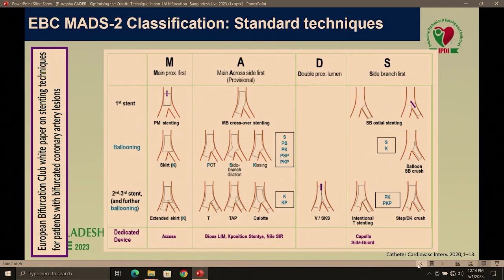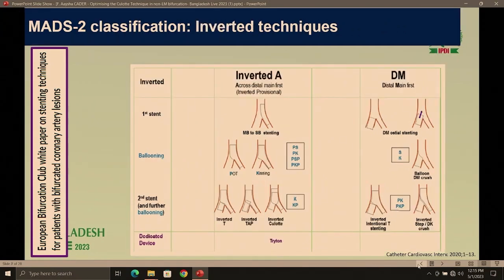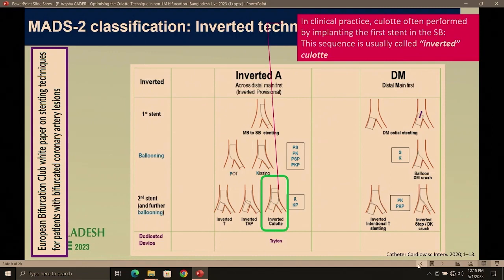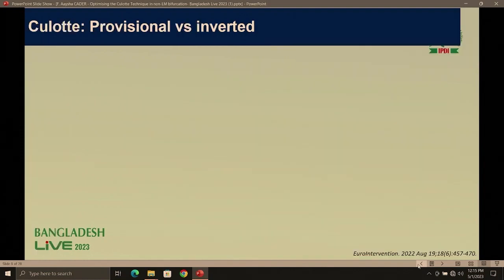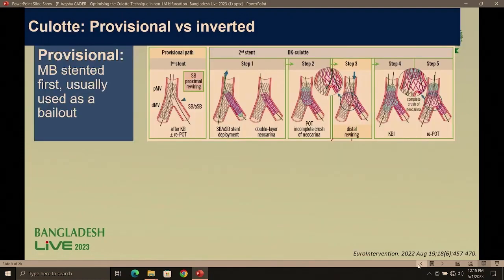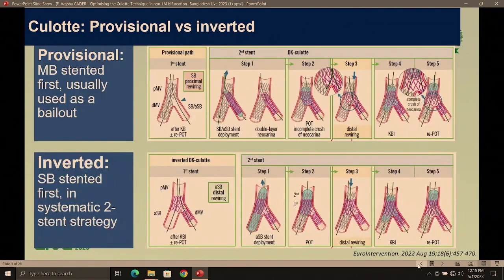So according to the EBC MAIN classifications, we have Culotte, which is also in the standard technique. This is the regular Culotte, where you would stent from proximal to the distal main branch, and where a Culotte would be used as in case of a bailout if you would stent the side branch. It's also part of the inverted techniques, and this is really the systematic two-stent strategy that you would deploy. It's an inverted Culotte, where in practice you implant the side branch stent first and then stent from the main, proximal to the distal main branch. So in essence, it can be provisional as well as inverted.